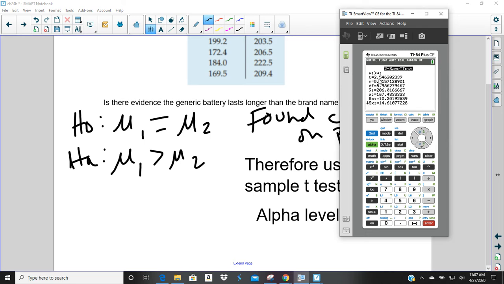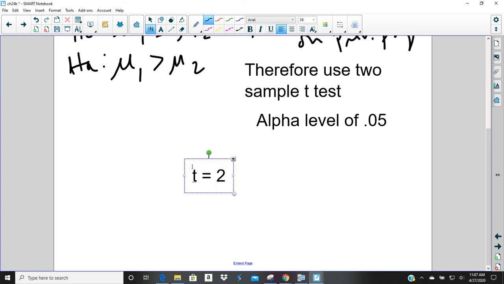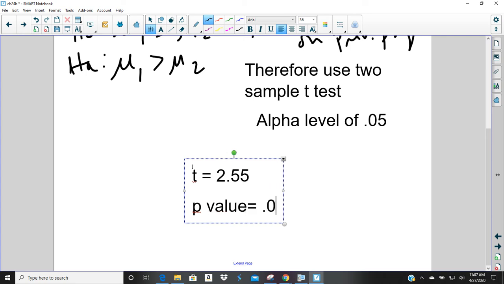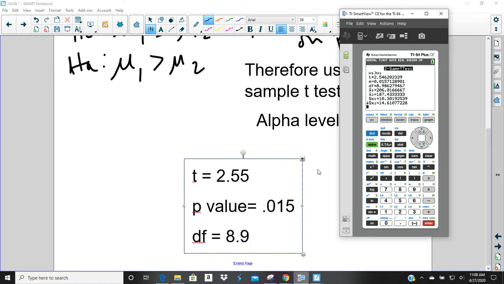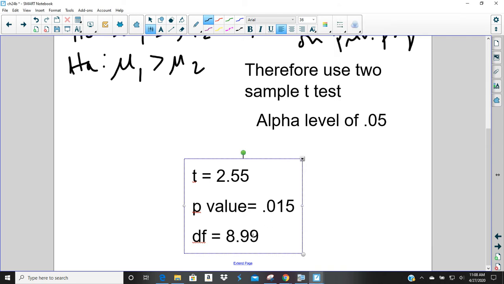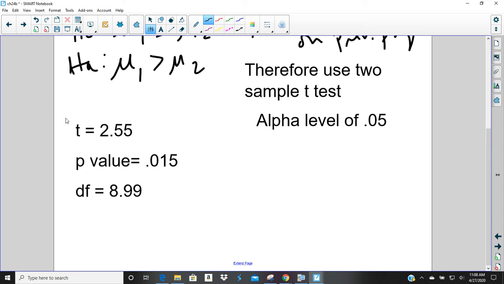So we have a t value of 2.5, a p-value of 0.015, and look at this degrees of freedom: 8.98. Does that have any inkling at all of being between a 6 and a 6, 6 generic and 6 brand name? It doesn't. There's no way you would have calculated that on your own without plugging it into the calculator and doing a test. So I'm going to write down my three things. t equals 2.55. My p-value, it's always good to write that, equals 0.015. And my degrees of freedom, I'm always going to write it down, was 8.98, okay? So that's my data.